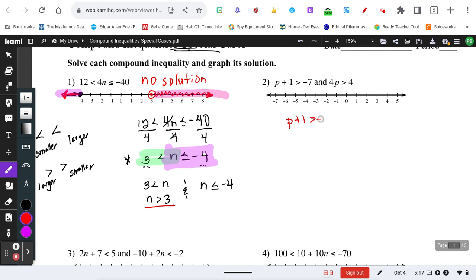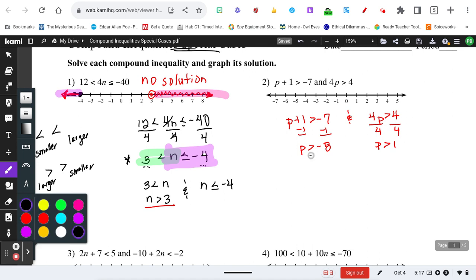P plus 1 greater than negative 7 and 4P greater than 4. Just subtract 1 from both sides. We're looking at P greater than negative 8. Here, divide both sides by 4. So we're looking at P greater than 1. Okay. This one is also special because they're going in the same direction. They're going in the same direction and it's joined by and. Okay. Normally with these, for ors, they'll split and go in opposite directions, or ands, they'll go in opposite directions. One to go right, one to go left, but they'll meet somewhere in the middle.